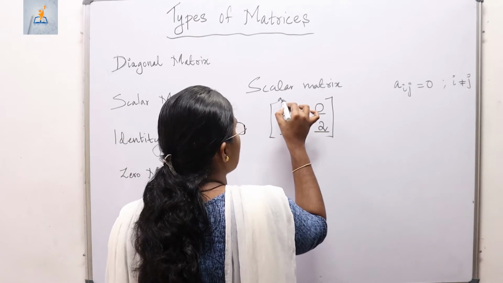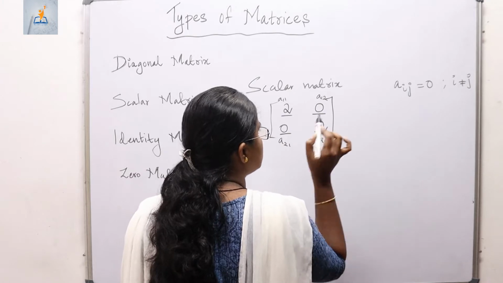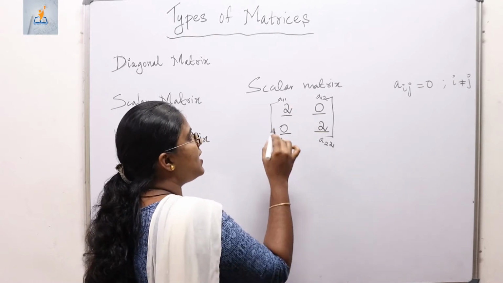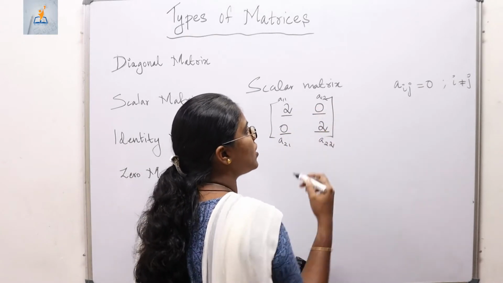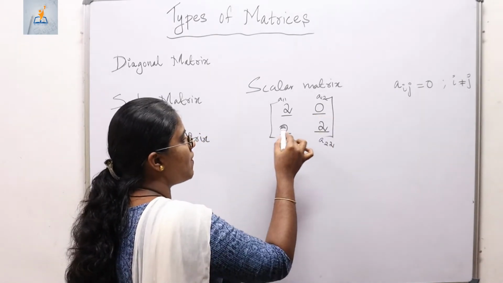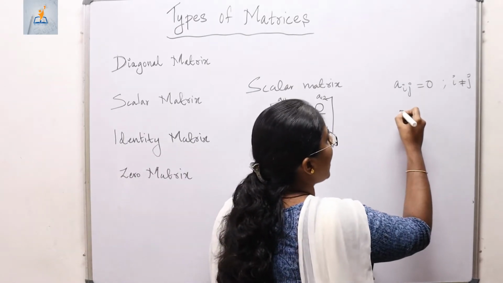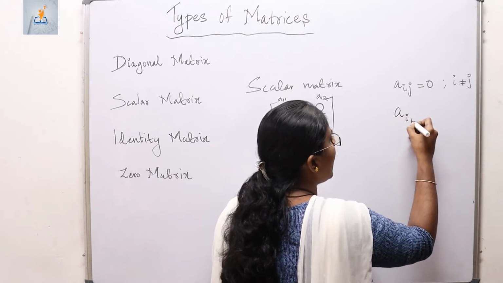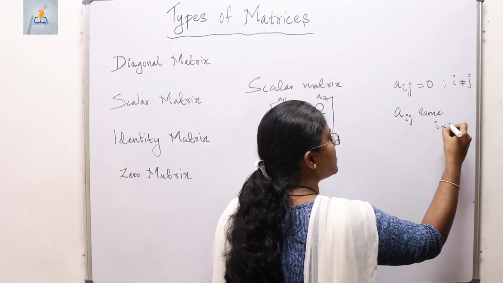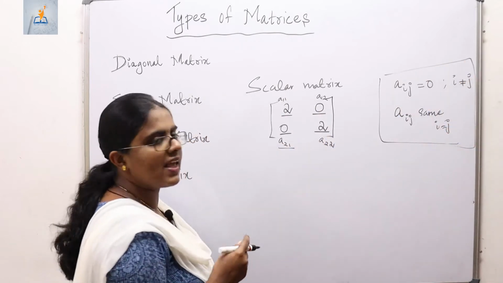We know that this is A11, this is A12, this is A21 and this is A22. See this, i not equal to j. Here A11, 1 equal to 1. But A12, 1 is not equal to 2. So we will put 0 there. And A21, 2 is not equal to 1. So we will put 0 there. And A22, i is equal to j. And also we have all the Aij's same for i equals to j.